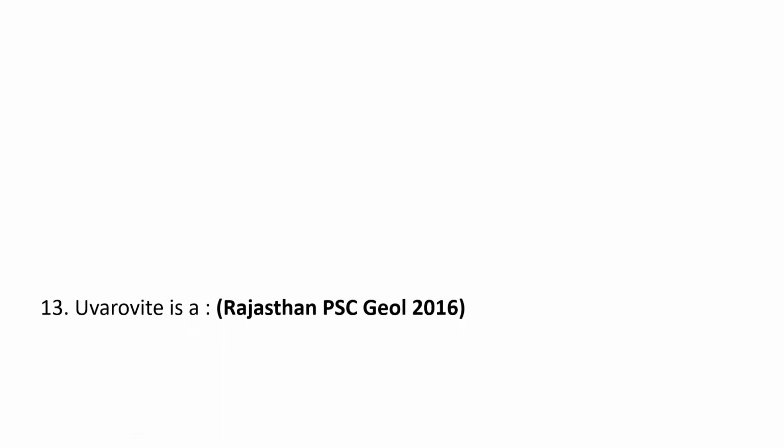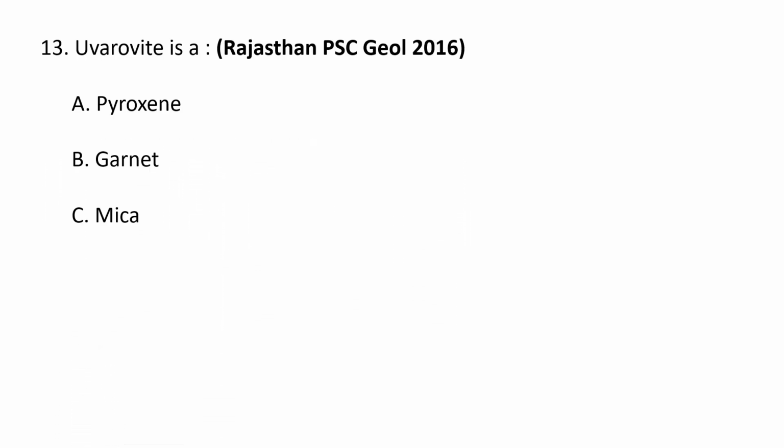Next question. Uvarovite is: A, pyroxene; B, garnet; C, mica; D, amphibole. Uvarovite is a type of garnet. So that's why B is the correct option.